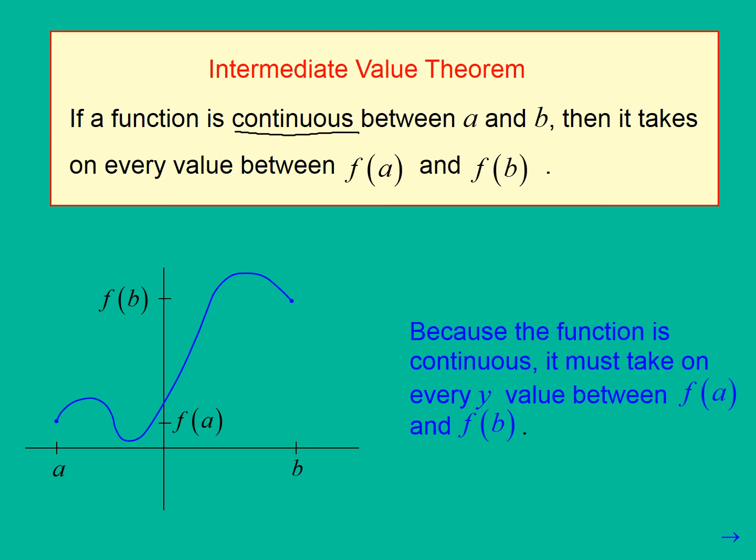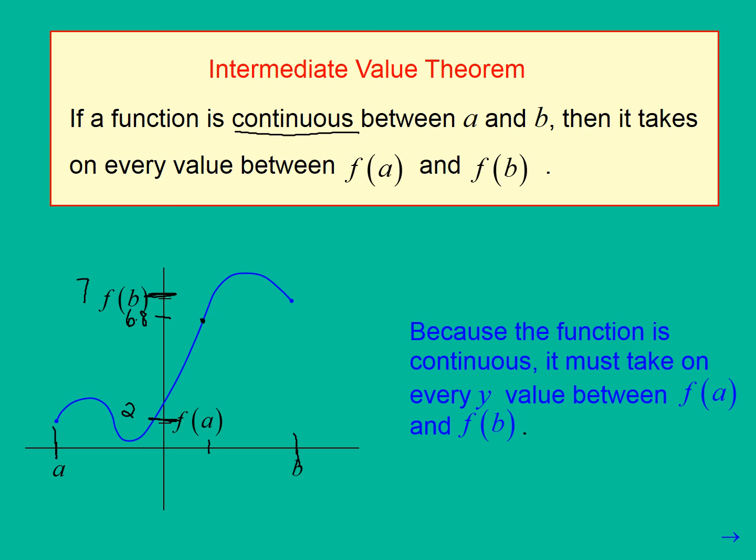Now we know, since we're working with a smooth continuous curve, this one appears to be continuous. So here's the value of a, here's the value of b, here's f of a, here's f of b. Now let's take, for instance, if f of a was 2 and f of b is 7, let's say. The intermediate value theorem states that this function must take on all y values between 2 and 7.